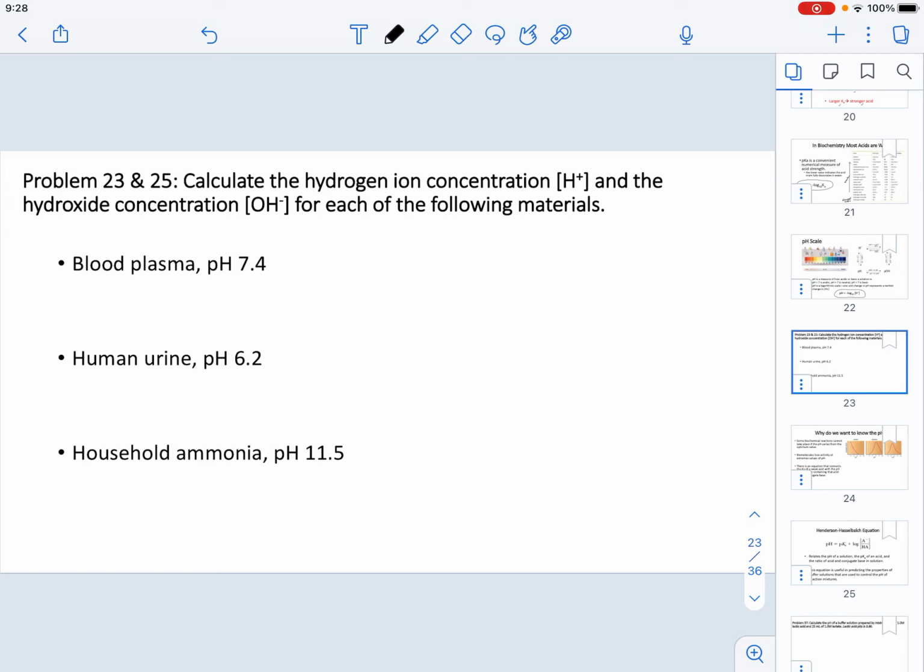So let's get started with blood plasma. Blood plasma has a pH of 7.4. In the problem, we need to find the concentration of protons, and also we need to find the concentration of hydroxide.